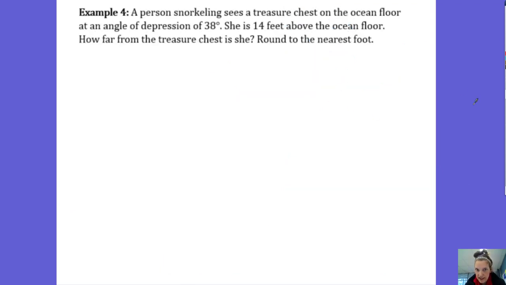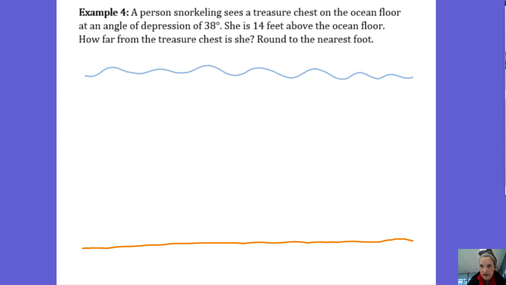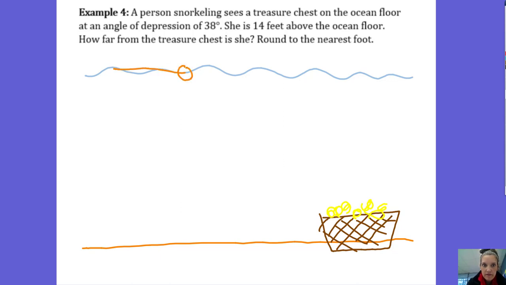Okay, our next one. A person snorkeling sees a treasure chest on the ocean floor. Okay, so here's the top of the water. And here is the ocean floor. And here's our treasure chest. Here are our monies. And so we have this person snorkeling. They're on the surface. So when you snorkel, you are on the surface, so that way your little snorkel can get the air up there. So this person sees the treasure chest down below them.